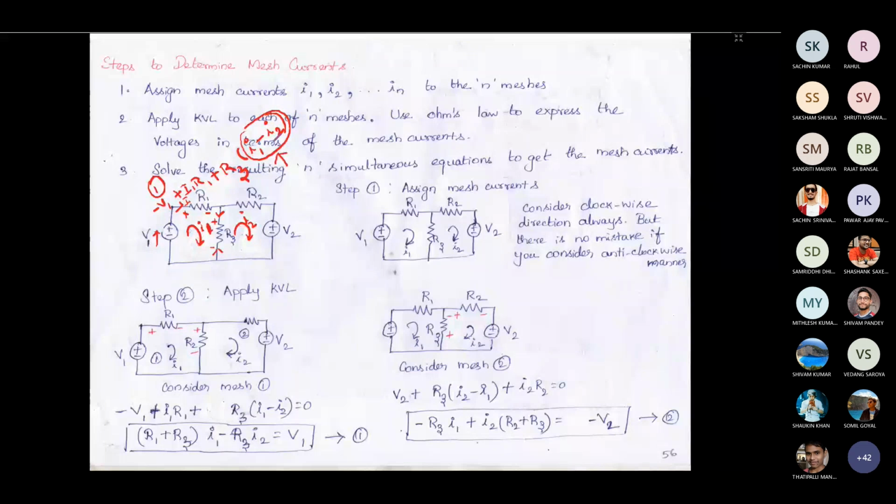So when we are considering that particular mesh, for mesh 1, we should consider that this mesh current is higher in magnitude when compared to the other. So here it is mentioned as I1 minus I2.